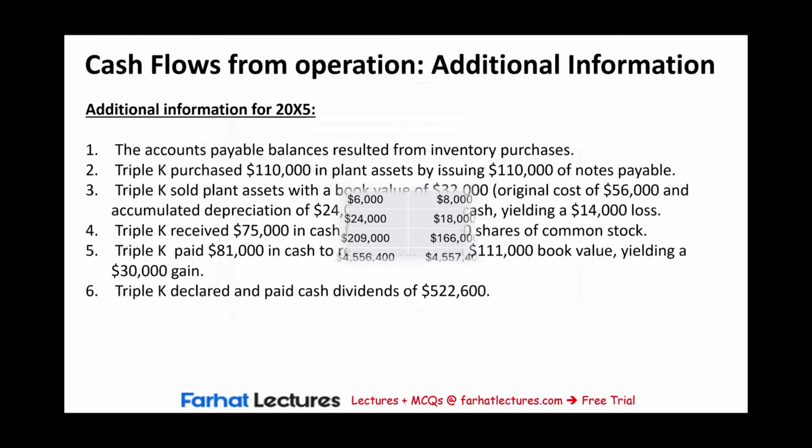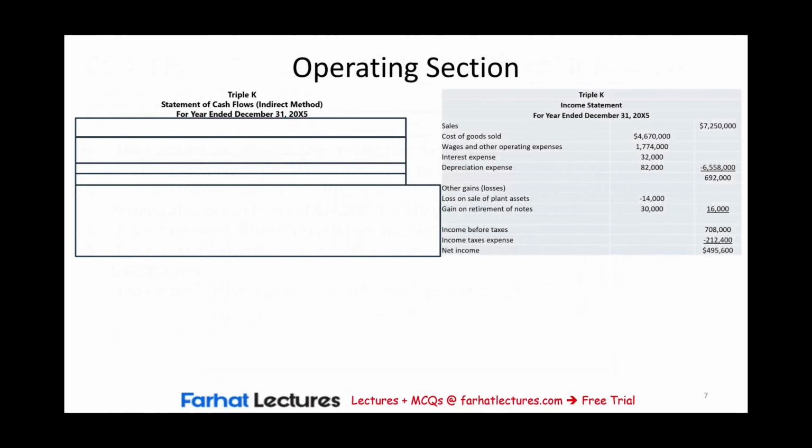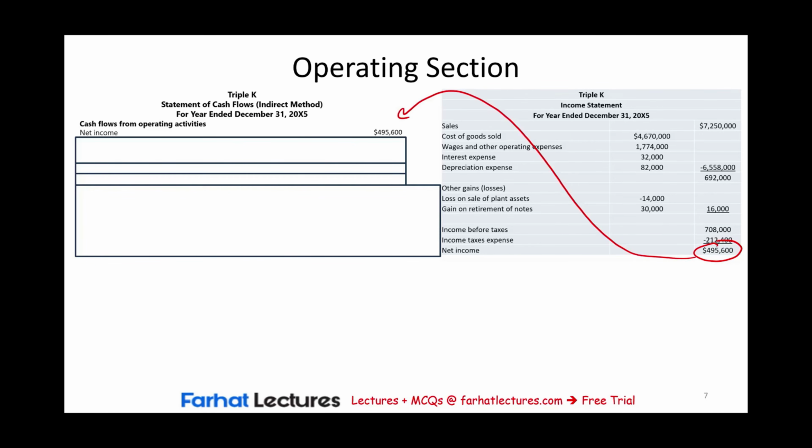We're going to start with step 1. And what is step 1? We said start with net income. Easy. I'm going to take my net income. I'm going to say Triple K statement of cash flows for the year ended X5. So this is step 1. So step 1 is done. You see how easy step 1 is.